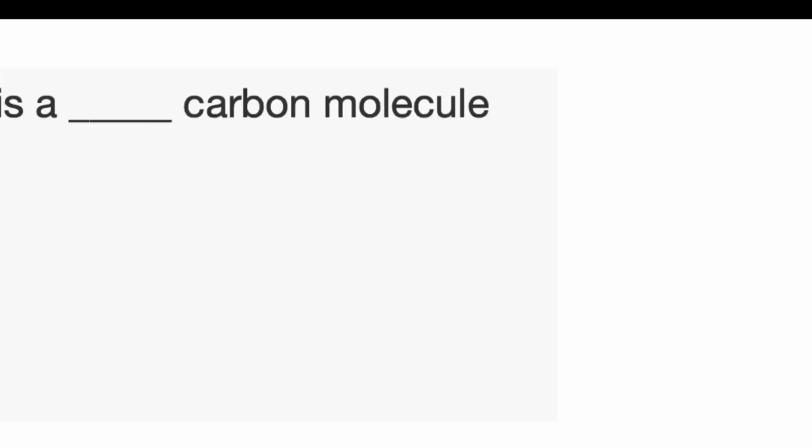Glycerol is a dash carbon molecule. Come on, this is the easiest possible question. Glycerol is a dash carbon molecule. Option A, 2 carbon molecule. Option B, 3 carbon molecule. Option C, 4 carbon molecule. Option D, 5 carbon molecule. Glycerol. How many carbons are there in glycerol?